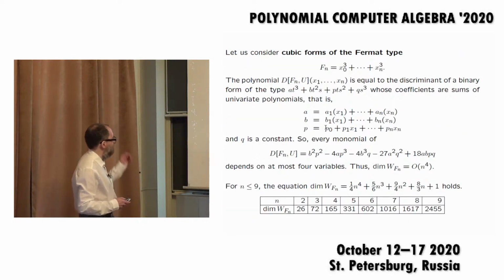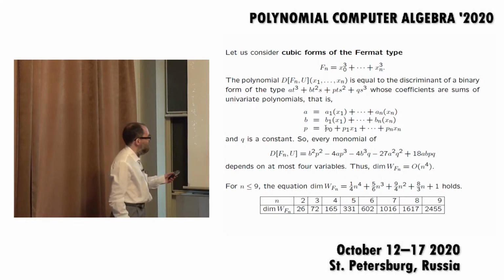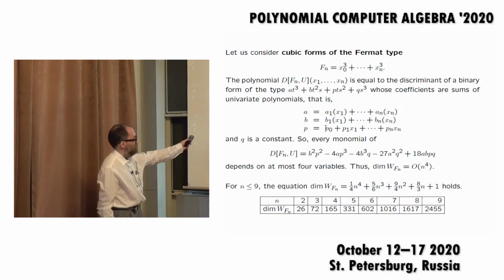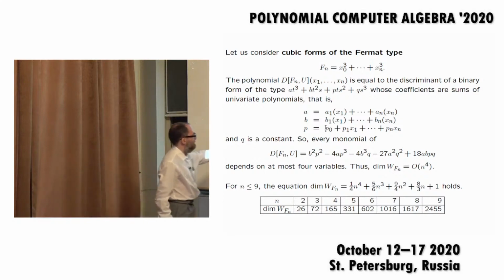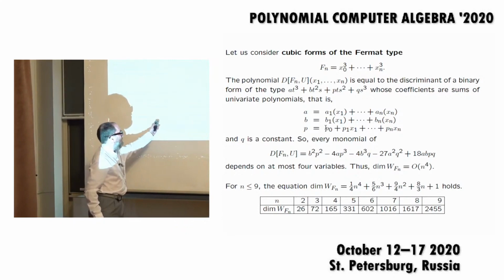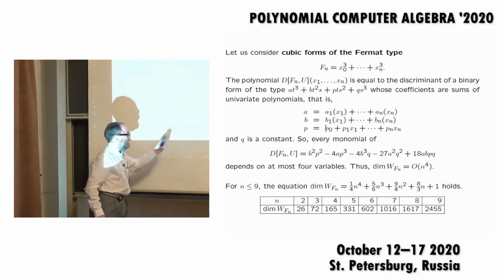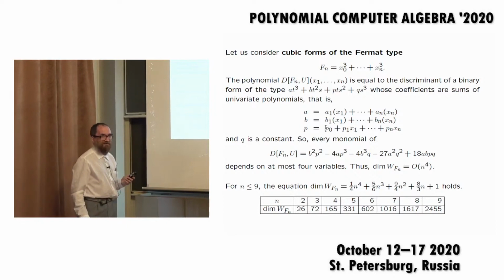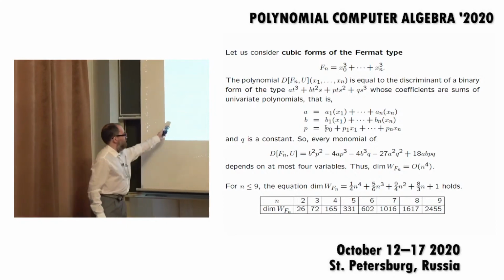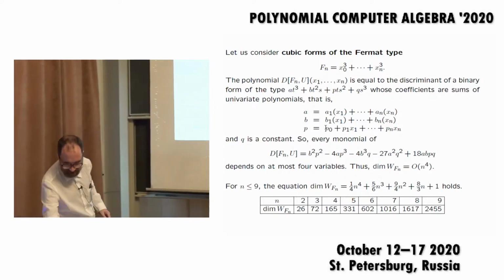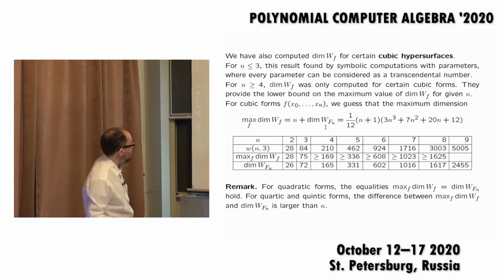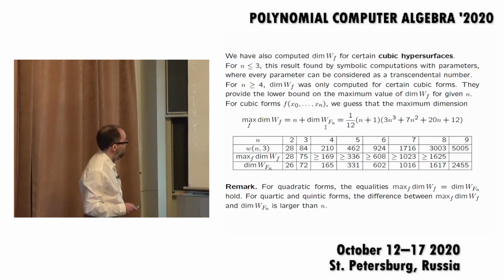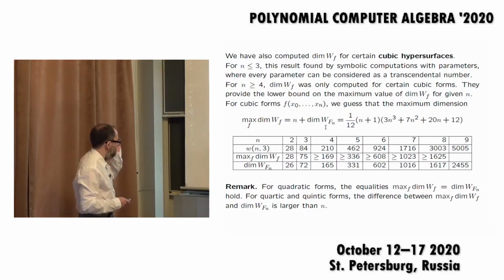And in this case, you can see results about cubic forms of the Fermat type. In this case, I have computed a polynomial, and I guess this equation holds for all n. But in fact, I know it is true only for small values. And there are other results for other cases.